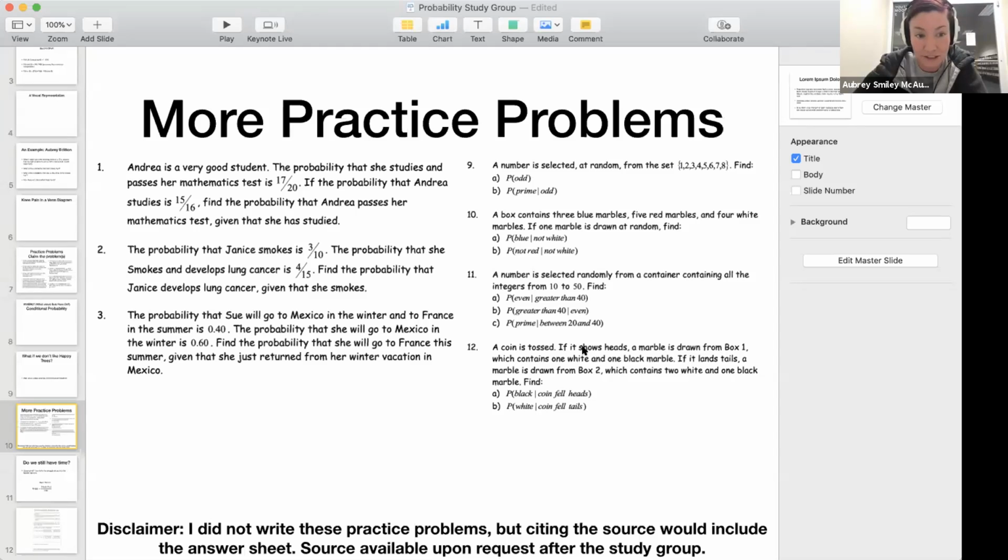All right, well, guess what? You know how to make trees, you know how to make tables, you know how to make Venn diagrams. So let's do more practice problems. Just like before, use annotate and claim your problem that you're going to do.